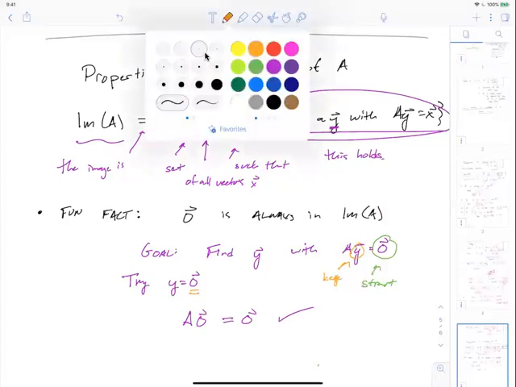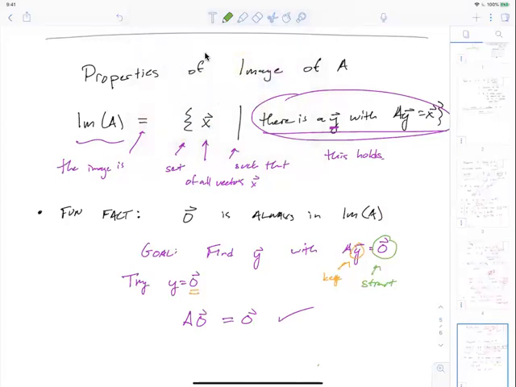We wanted to check if the zero vector was in the image, and the certificate, the key to open that door, was to find the y that worked. And it's a coincidence that these are in fact the same. So that tells us that 0 is always in the image.